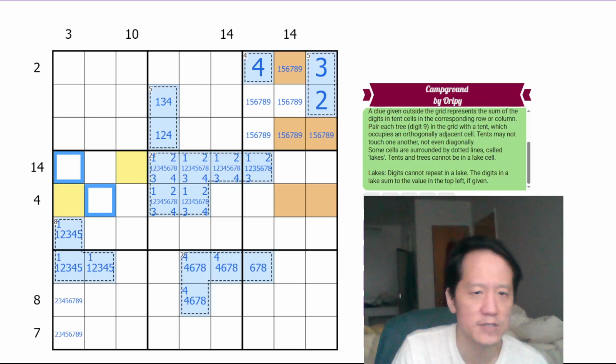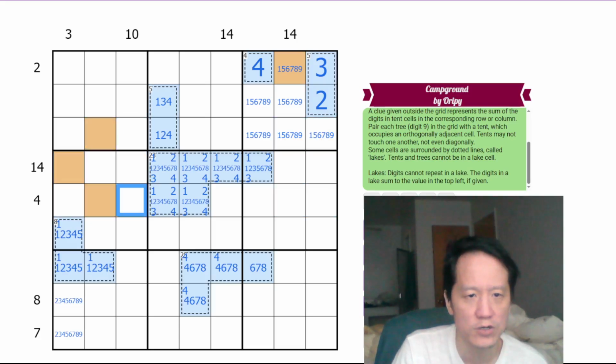Hold up. Does my logic still actually work there? I just realized that doesn't actually work necessarily. So this is at least a 3. This could be a tent. One of these is a tent. If this is a tent, this is at most 3, which means the other tents in the row must add up to 11. So it must be 2 tents. So this is a tent then, and one of these must be a tent.